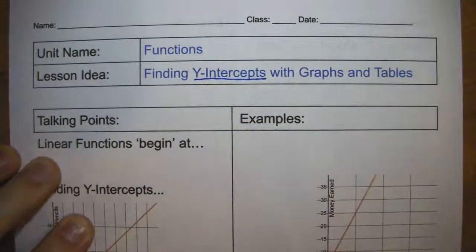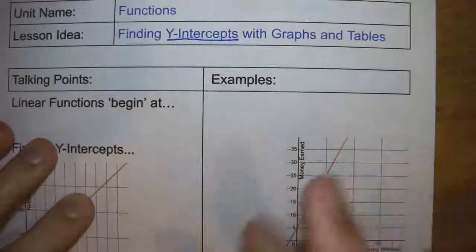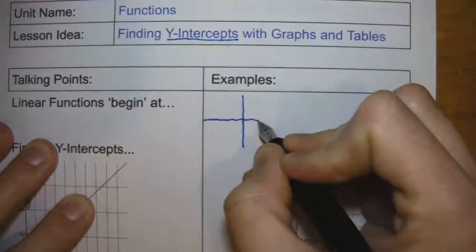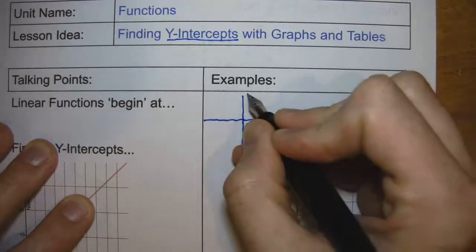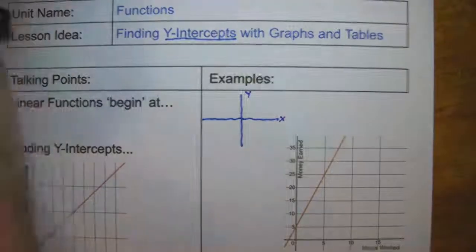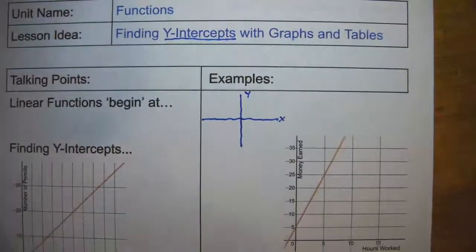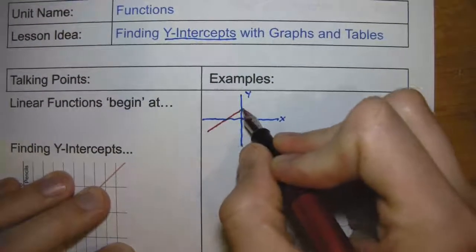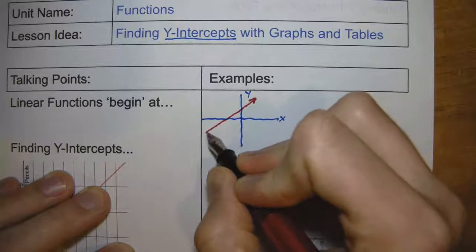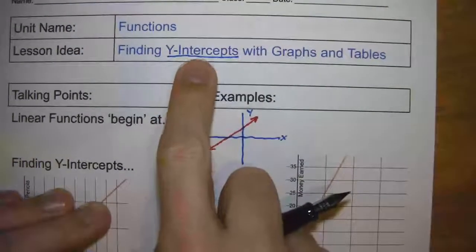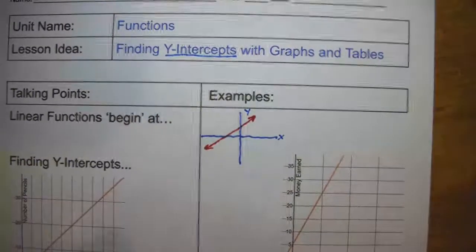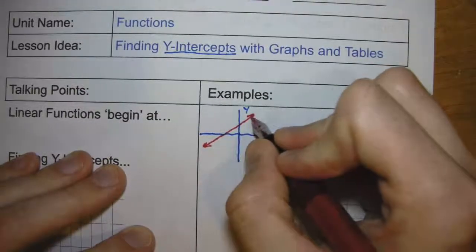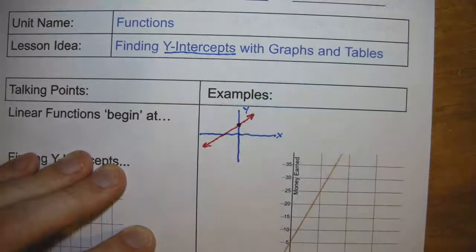If we were to graph a linear function, let me just draw a nondescript x and y axis here. So here's our x-axis. Here's the y-axis. When we draw a linear function, of course, it'll be a line, so let's draw one in. Maybe it looks something like that. Our y-intercept, that word intercept, means to go across. So in this case, our y-intercept is wherever our line goes across the y-axis.